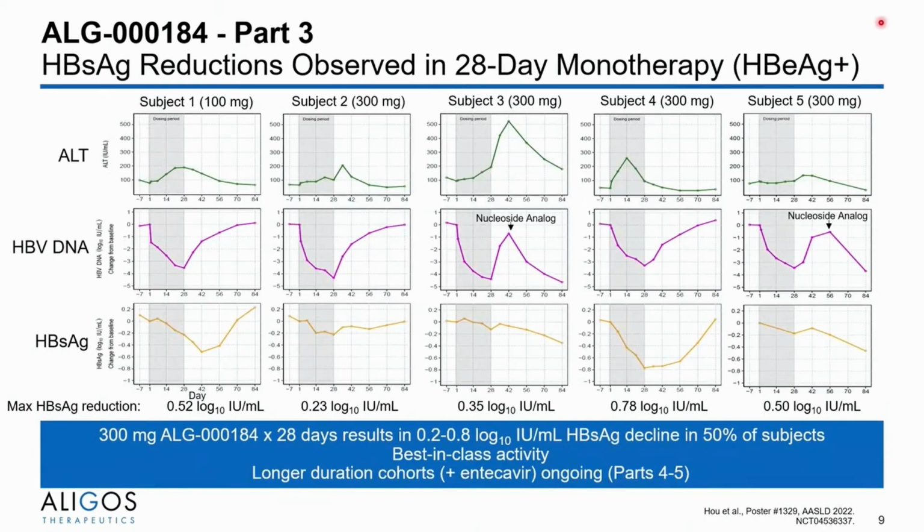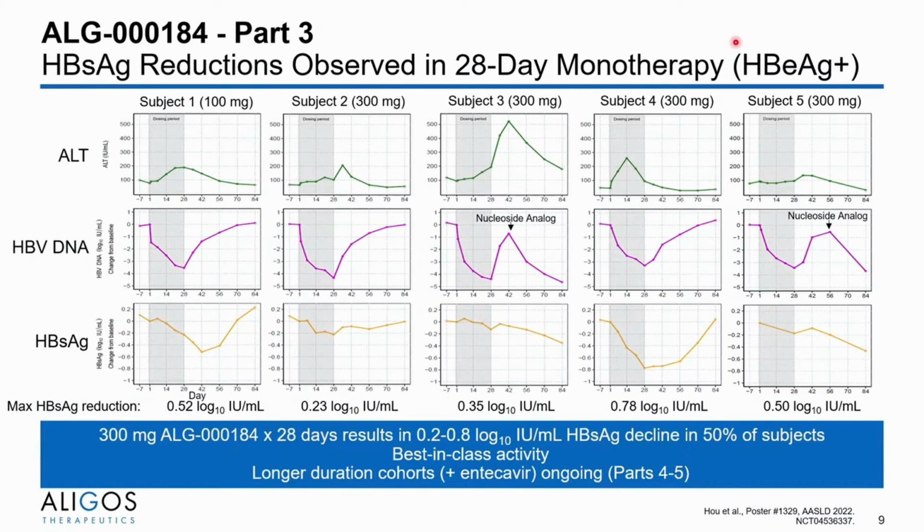But what got us really excited was actually the surface antigen data, which is part of my talk. And what we saw here, again, was our first evidence that perhaps this unicorn of the second mechanism of action truly exists. There are 2 cohorts represented here. You've got the 100 milligram cohort, which had a single subject.